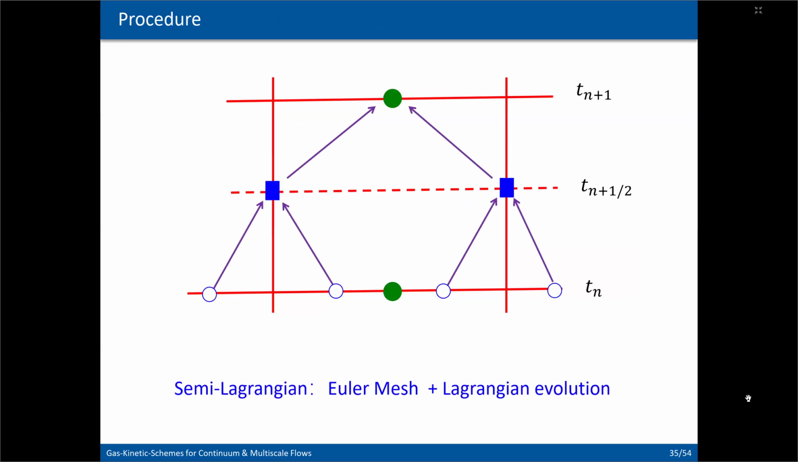Actually, the procedure of the UGKS is similar. First, with the known cell-centered distribution functions, we can reconstruct the post-collision distribution function at the starting point of the characteristic line, and then move the post-collision distribution function to the interface and transform back to obtain the numerical flux. With the numerical flux, we can update the cell-centered distribution function. So actually, UGKS can be viewed as a semi-Lagrangian formulation of the BGK equation, and it uses an Euler mesh, but uses the Lagrangian evolution for the particle transport.